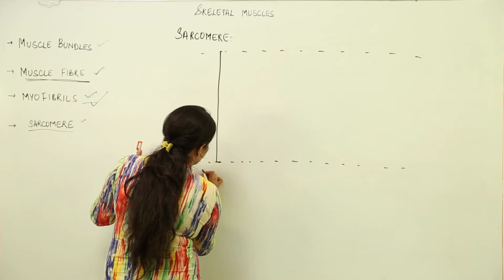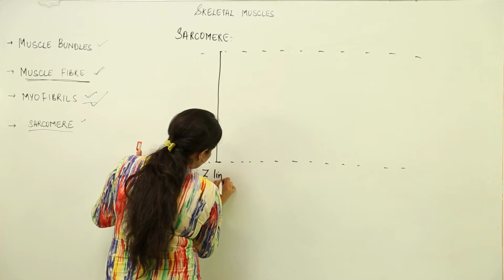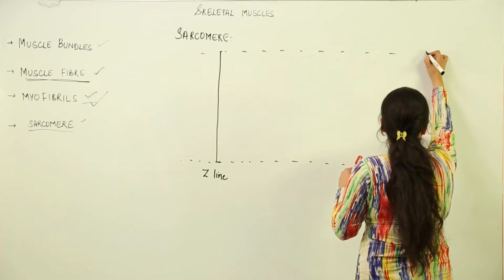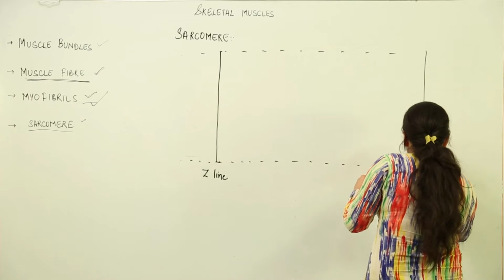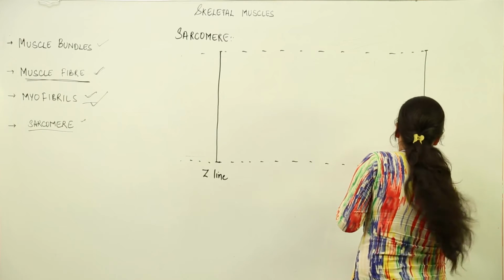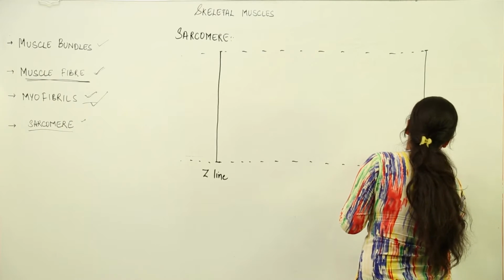So, for understanding the sarcomere, first of all, there is a membranous line that is known as the Z line, and another Z line. The region between two Z lines would be termed a sarcomere. First thing that you need to remember.